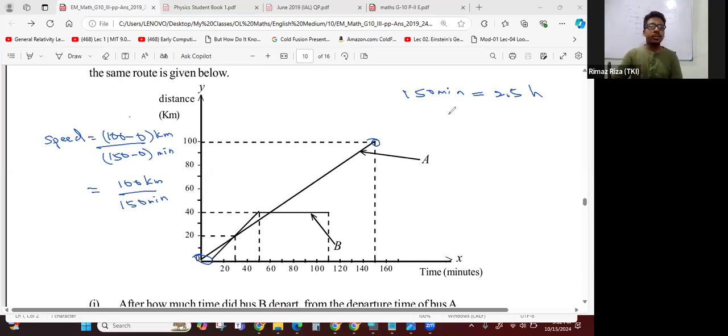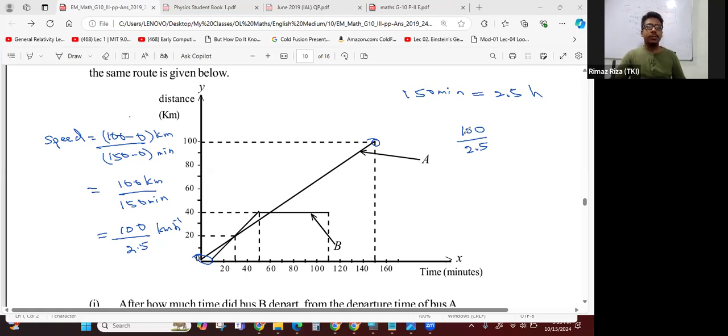Those who watch movies on Netflix or other streaming services will know how to convert minutes to hours. They know usually 120 minutes is 2 hours. Therefore, we can write the speed as 100 divided by 2.5. So the units are kilometers per hour. So 100 divided by 2.5 will be how much?